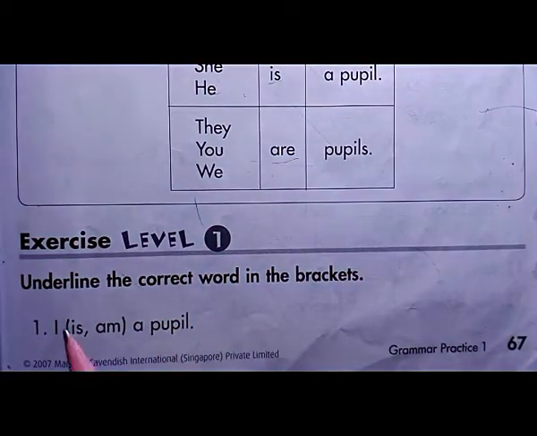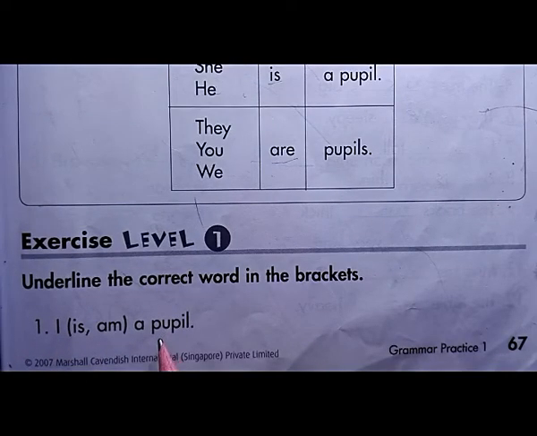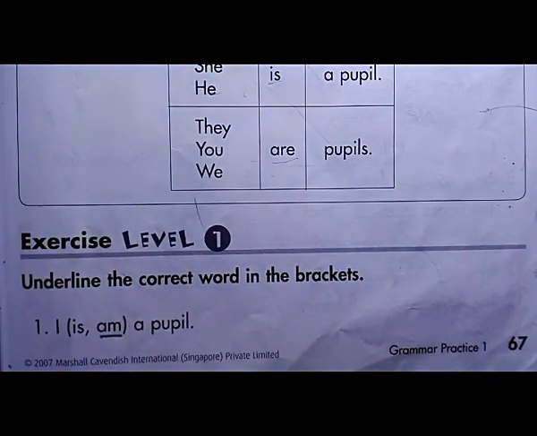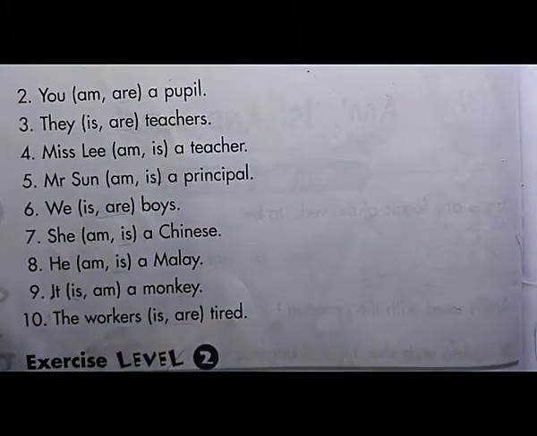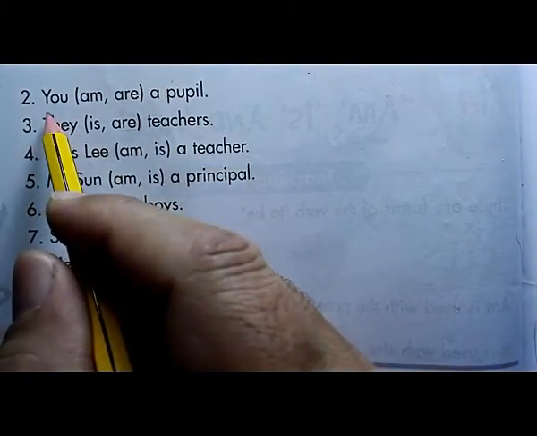Let's see exercise level 1. I is or I am a pupil. What do you think? I am. Underline am. This was page number 67. Now let's do page number 68. This is page number 68.